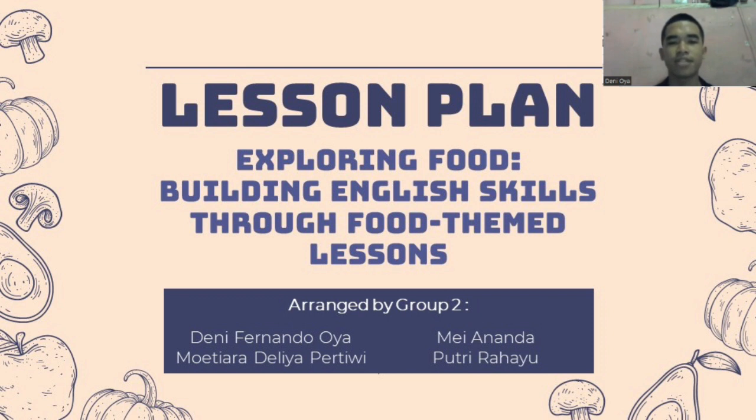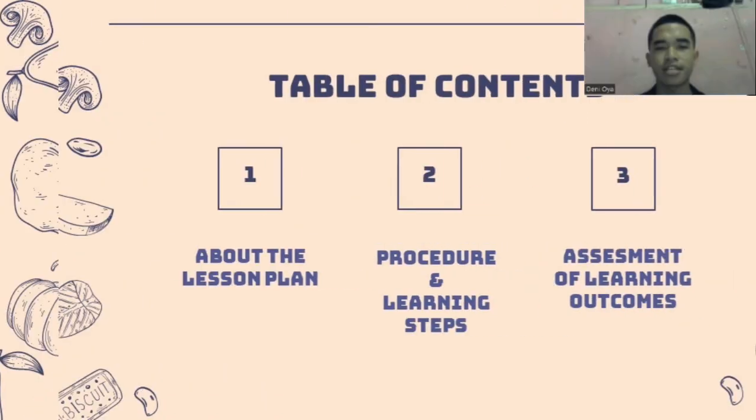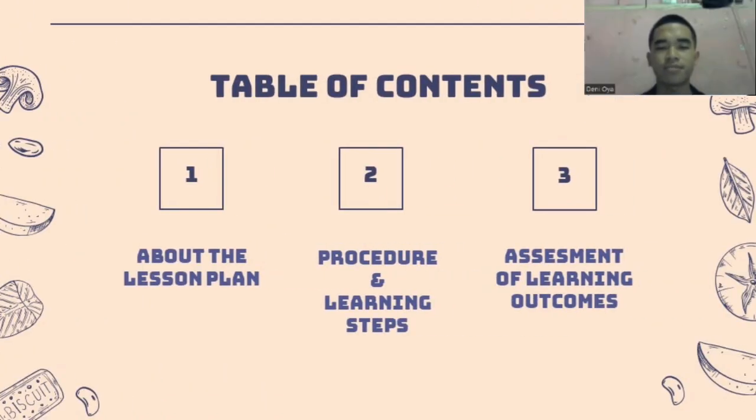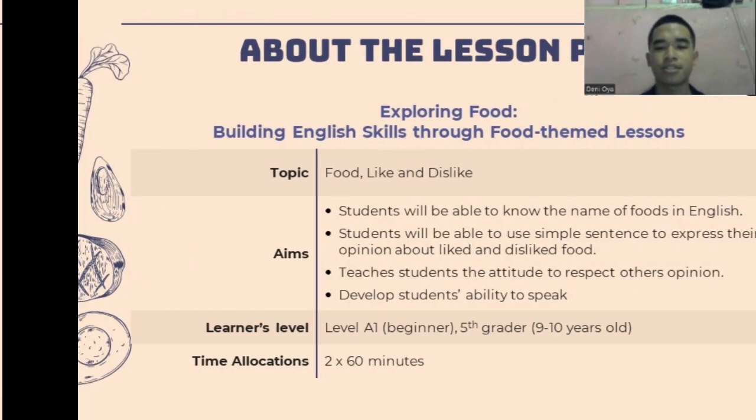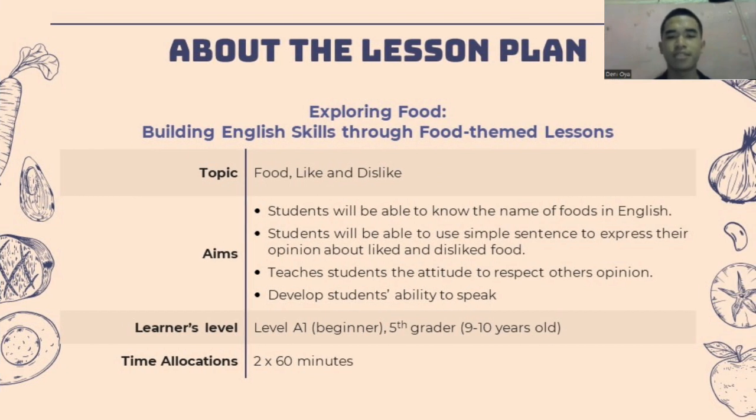The title of our lesson plan is Exploring Food, Building English Skills Through Food Temps Lesson. The table of contents of our lesson that I'm going to explain to you: First, about the lesson plan. Number 2 is procedure and learning steps. Number 3 is assessment of learning outcomes. First, about the lesson plan.